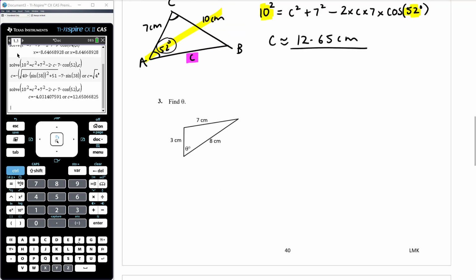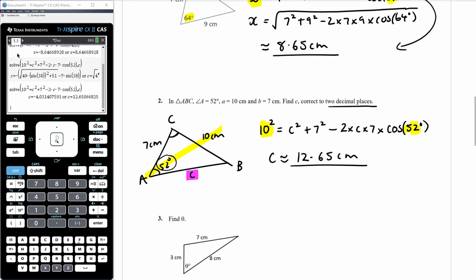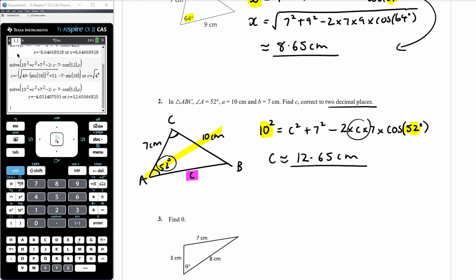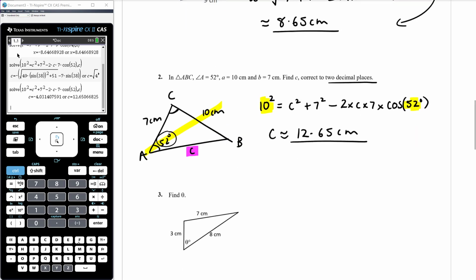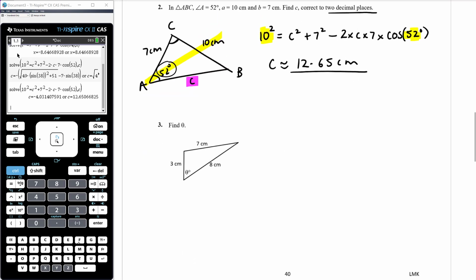Okay, question 3. This time it's an angle that's unknown. So in question 1, it was a length that was unknown, but it was the length on the left-hand side of the equation. In question 2, it was a length that was unknown again, but it's a length that's on the right-hand side of the equation. It's a slightly more complicated equation, but when you've got your CAS, neither is more complicated than the other, you just get it to solve them for you.